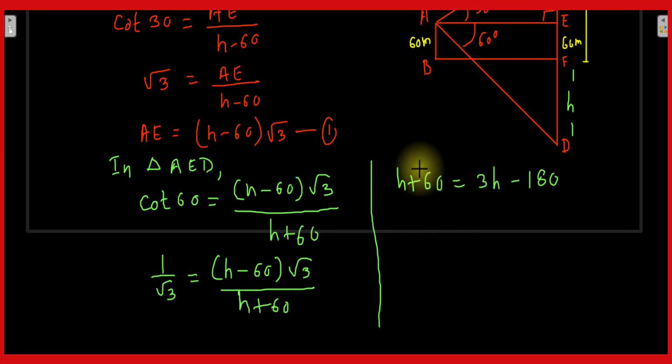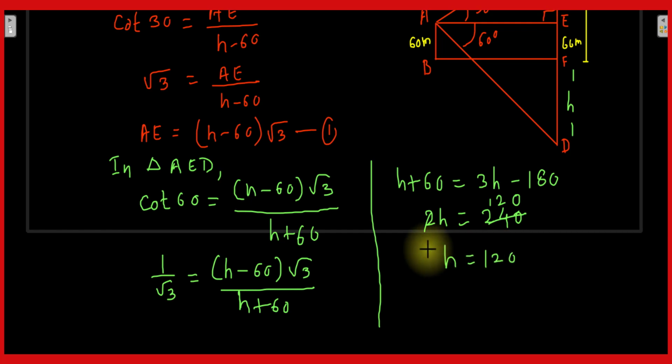Now here take h to this side, so 3h minus h, that will be 2h, which is equal to, take 180 to this side, so 60 plus 180, that will be 240. So 2 1s are 2, 2 2s are 4, 2 zeros are 0, and therefore h is equal to 120 meter.